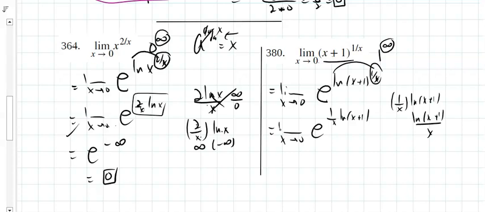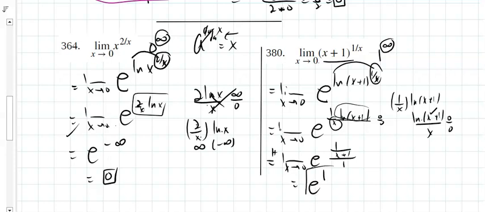Here, I didn't use L'Hopital at all. But here, if I take the limit as x approaches 0, if I put a 0 there, natural log of 1 is 0 over 0. So this benefits me more. I'm going to think of it this way. Since that's 0 over 0, I'm going to apply L'Hopital and say the limit as x approaches 0 of e to the derivative of the top, which is 1 divided by x plus 1, over derivative of x, which is 1. If you put x equals 0, you're going to get e to the 1. And that's pretty much what that limit is.